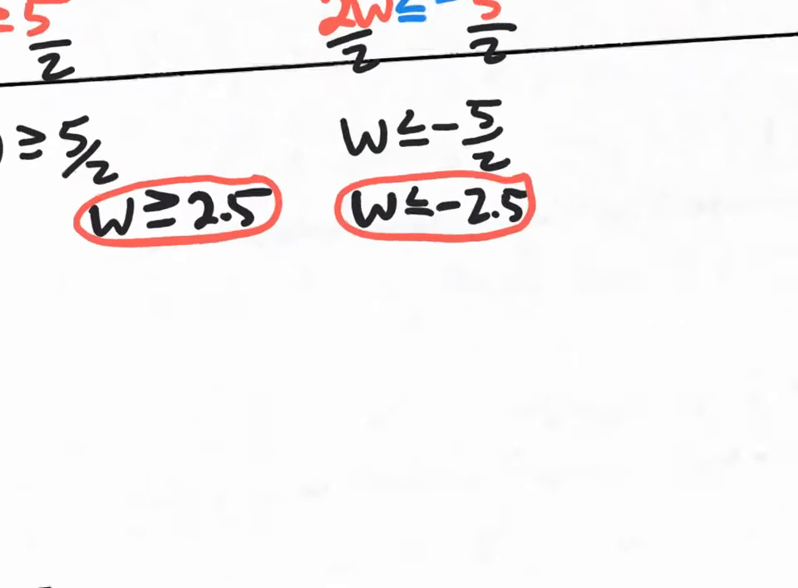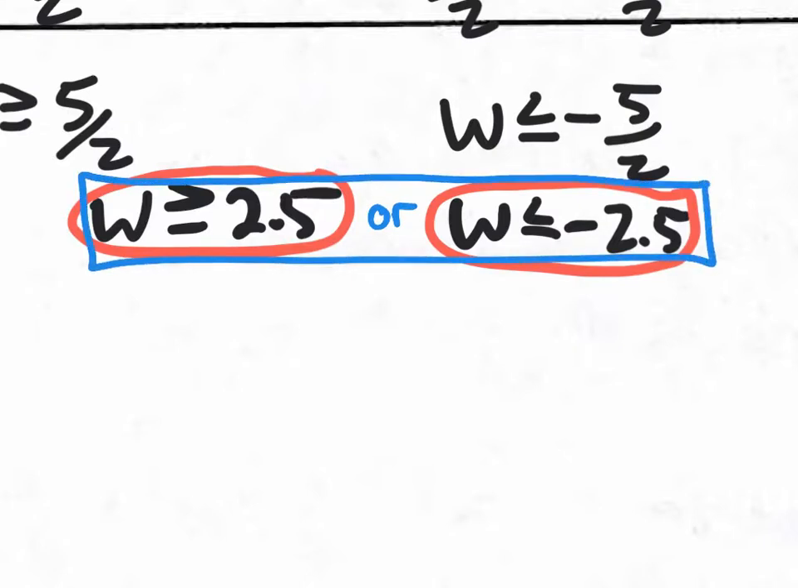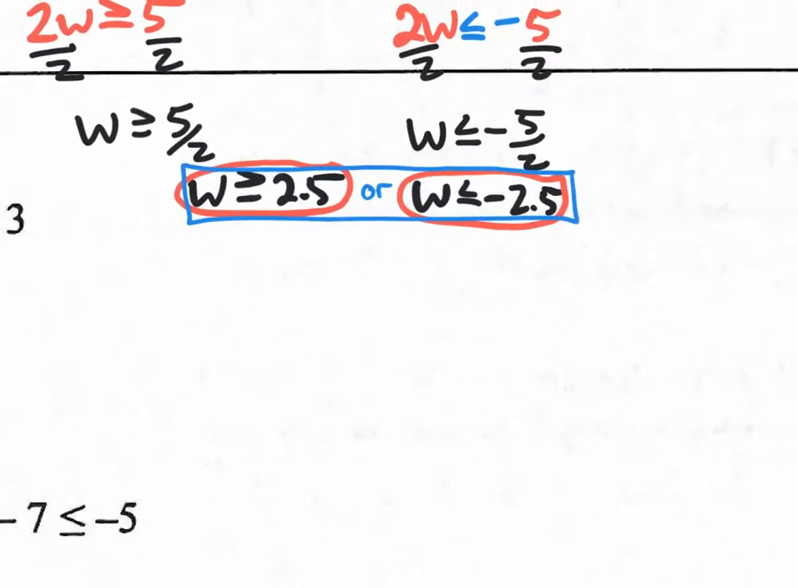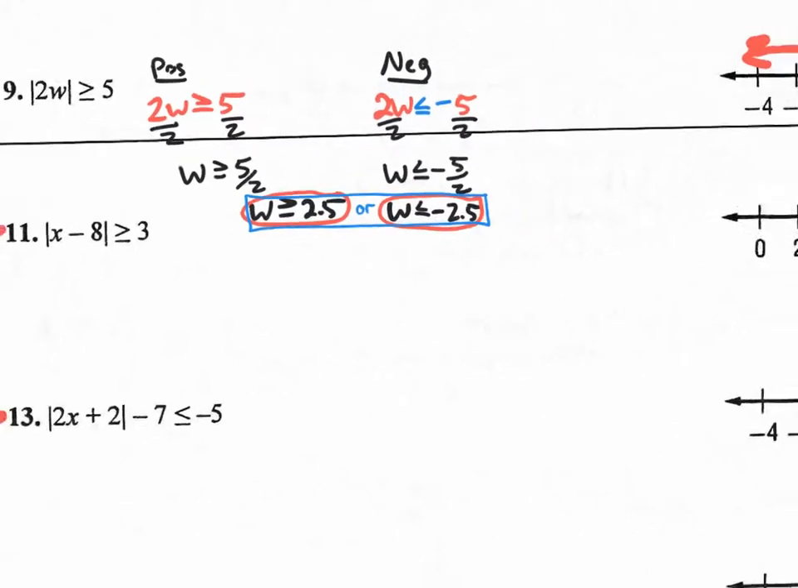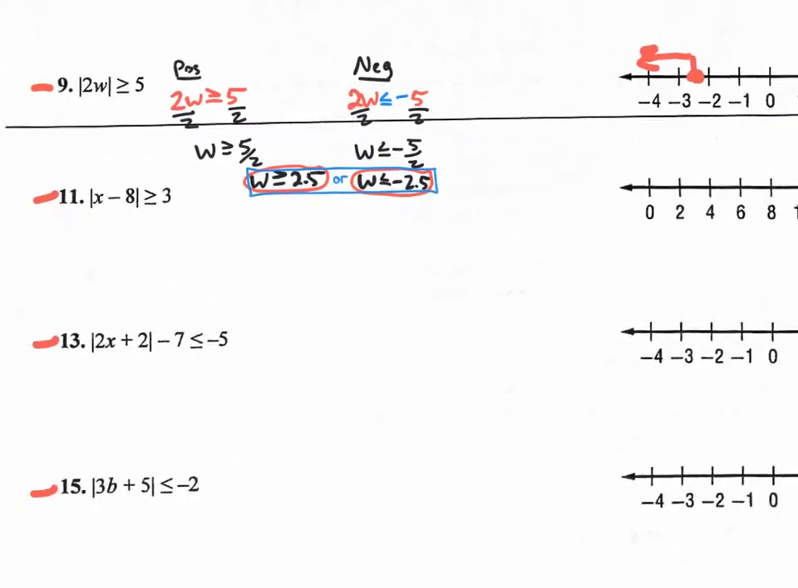So you could go back to here and simply put the word or right between both of those, and that would be your final answer. W is greater than or equal to 2.5, or W is less than or equal to negative 2.5. But you do need the word or between them because the areas are apart. And if you check in the back, it states it with the word or between it, and it does have that graph pointing apart from each other.